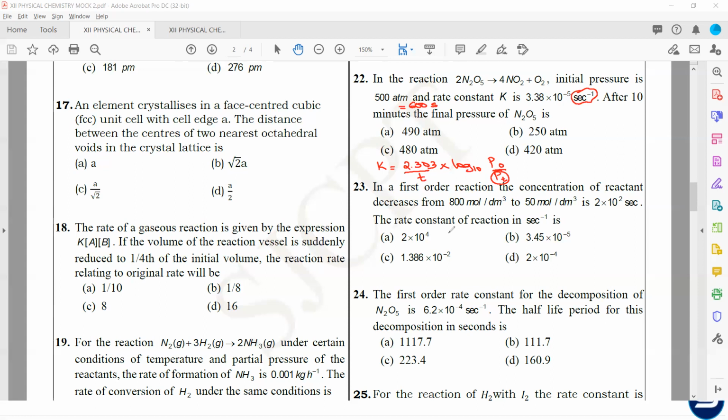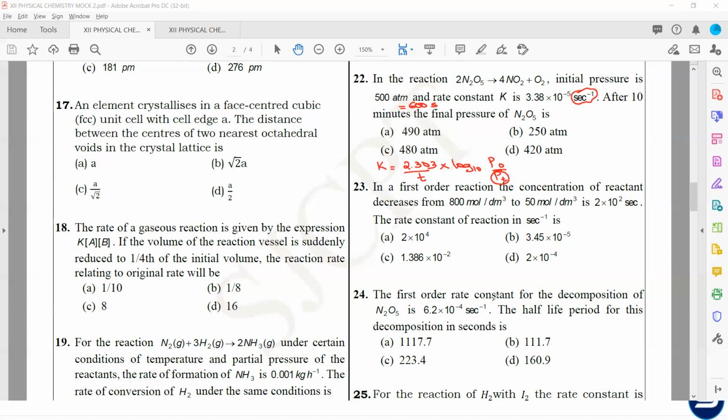Next, in a first order reaction, the concentration of reactant decreases from 800 to 50 in 2 into 10 raised to 2 seconds. The rate constant of the reaction in per second is? Once again, apply the same formula. For concentration, A naught by A we have to take, which is 800 upon 50. Time is given, 200. Substitute and get the value for K.